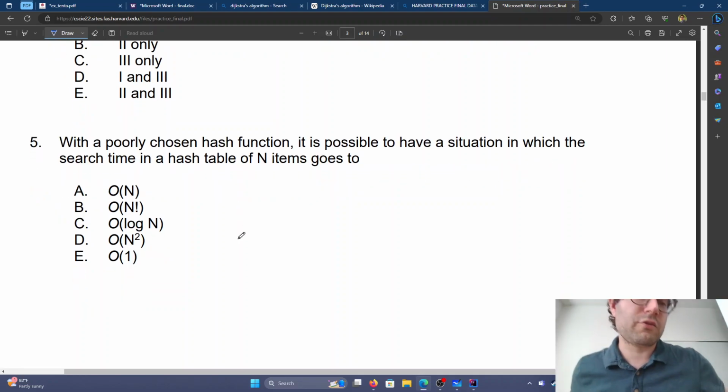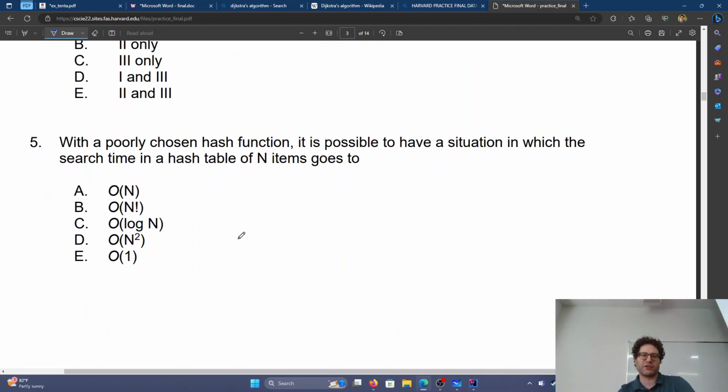Okay. Question 5. With a poorly chosen hash function, it is possible to have a situation in which the search time in a hash table of n items goes to what runtime? So first off, what do we want in a hash table? We want this, so obviously that is wrong. That can't be the worst case runtime.